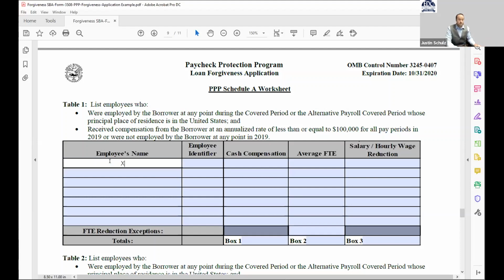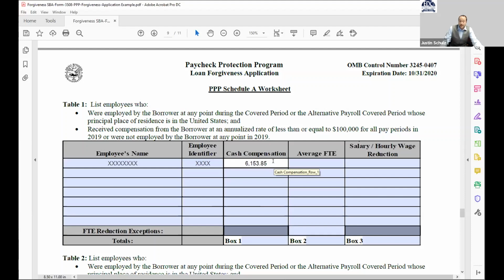For that first employee, you put their name in here and the last 4 of their social security number, because that's the employee identifier. Now you're going to enter in the cash compensation during that covered period. In my example, I'm going to say that nobody adjusted anybody's salary during that time period. So during that time period, they would have been paid over that 8-week period $6,153.85.